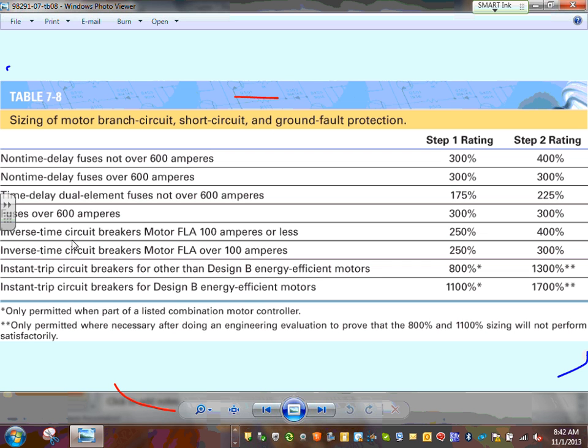My favorite is the inverse time circuit breaker, full load amps 100 or less. You can go all the way up to 400. Anyway, this will give you the maximum overcurrent protection device on motors. And if they don't start, they allow you to go even higher than that. All directly from the code.